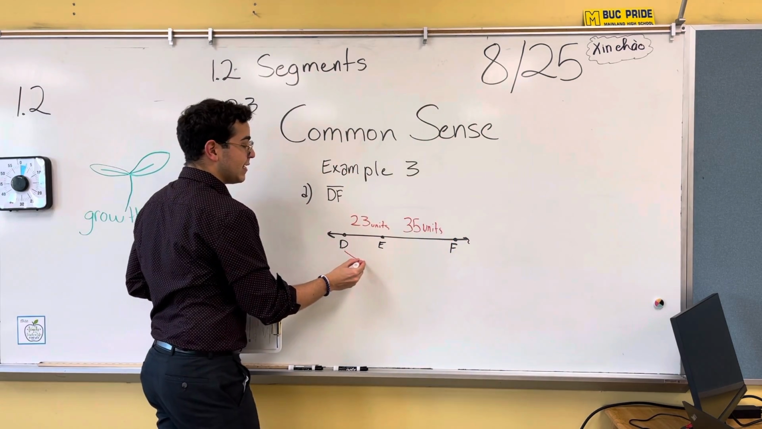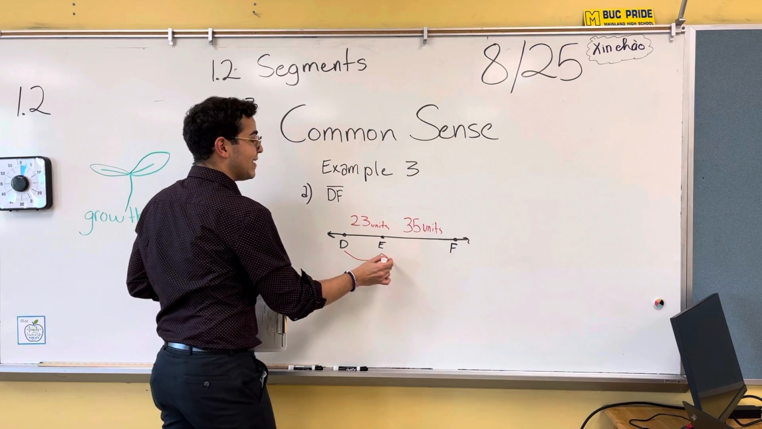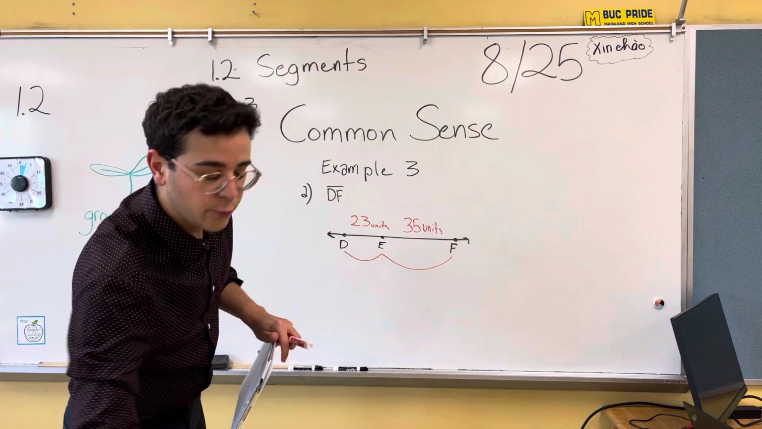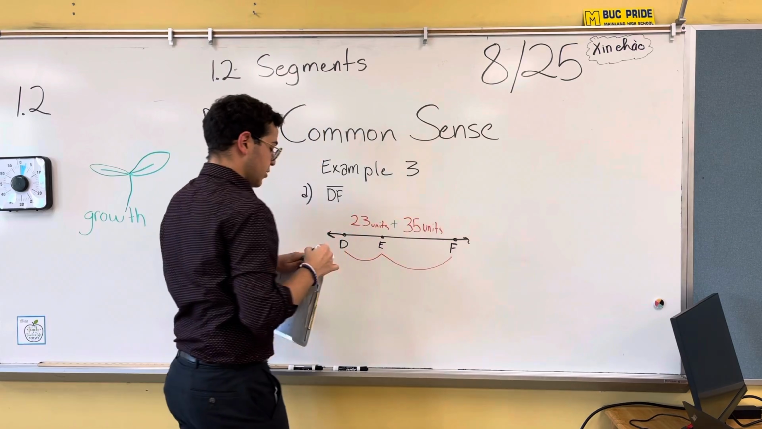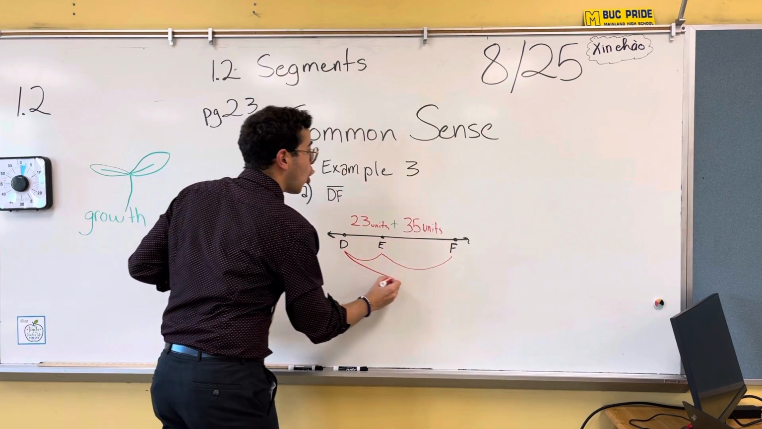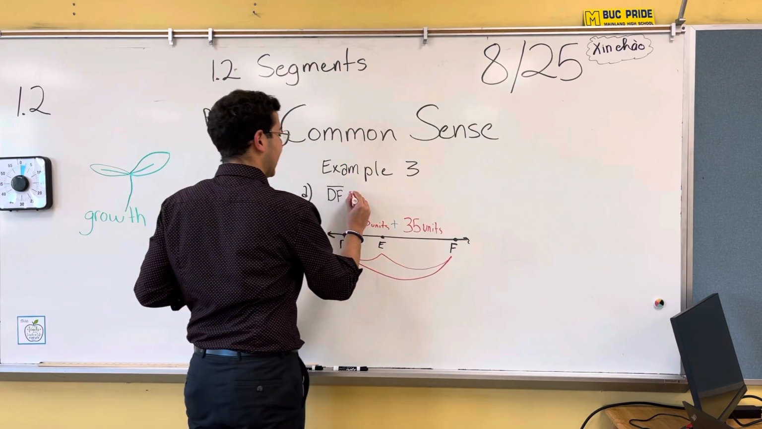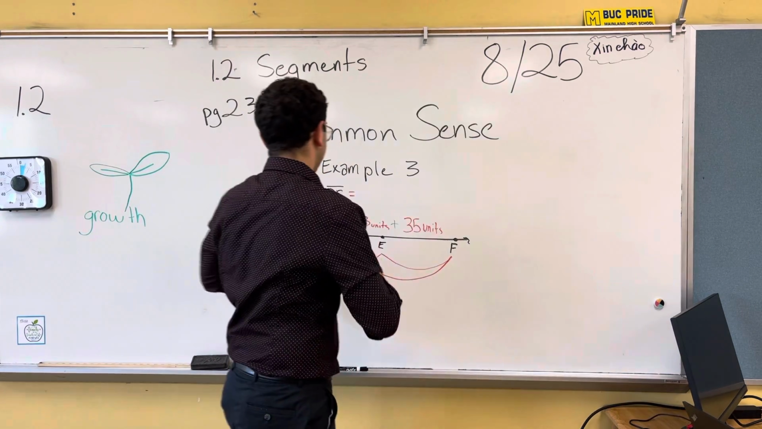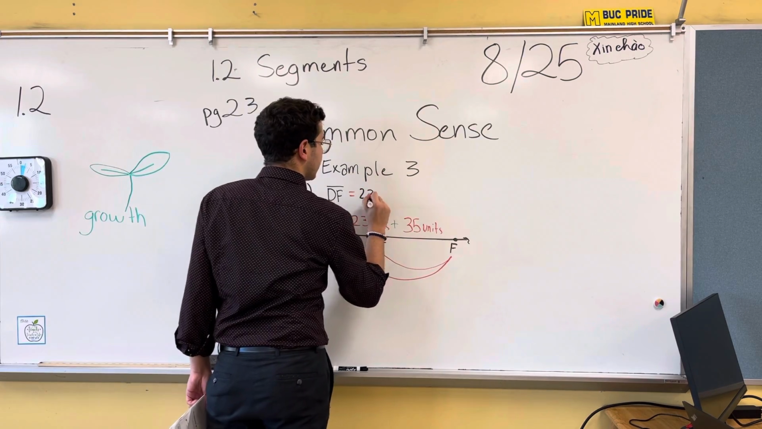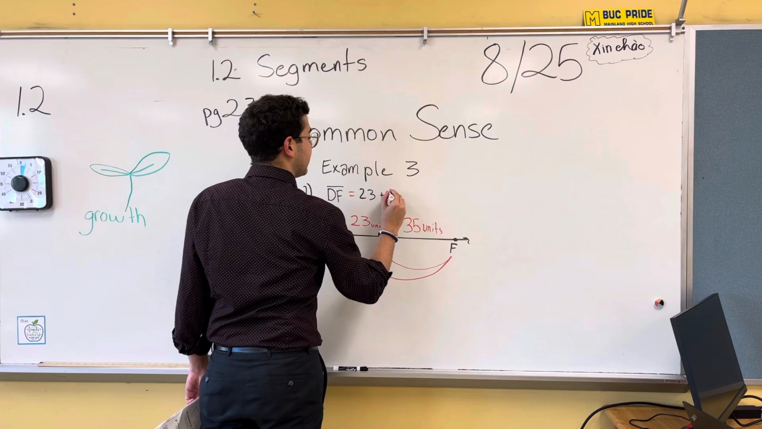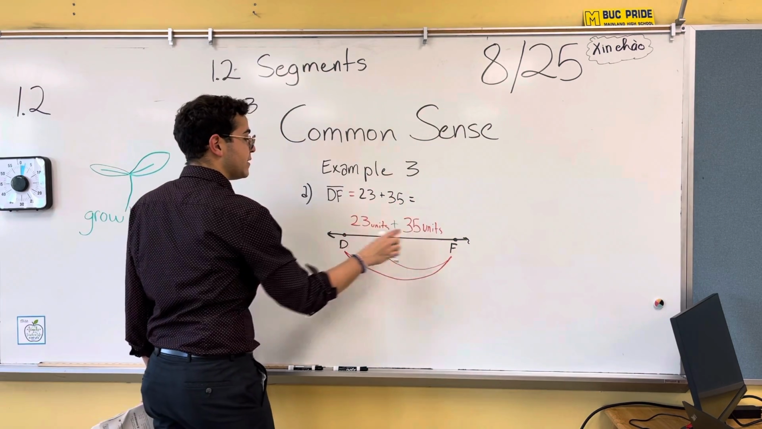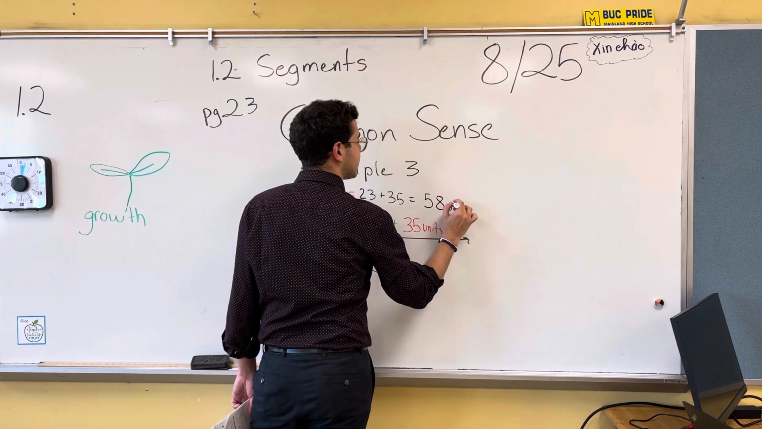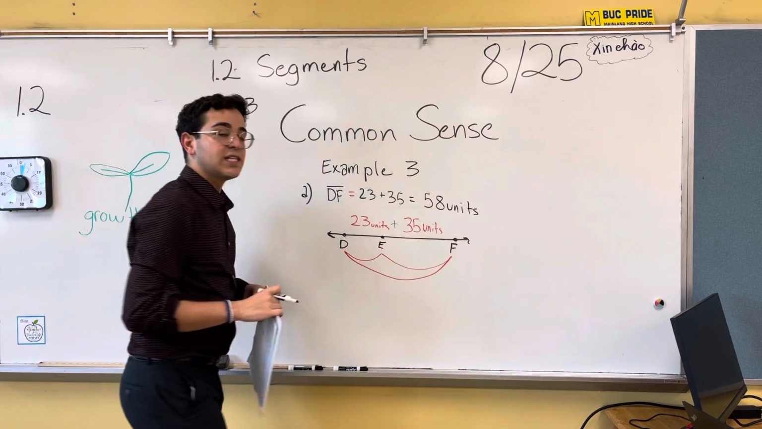So if from D to E is 23 units and E to F is 35 units, then we can add, again, we can add 23 to 35 to get the total distance from D to F. So, again, D to E is 23, E to F is 35, then the total from D to F is the addition, which is going to be 58 units. That is the common sense version.